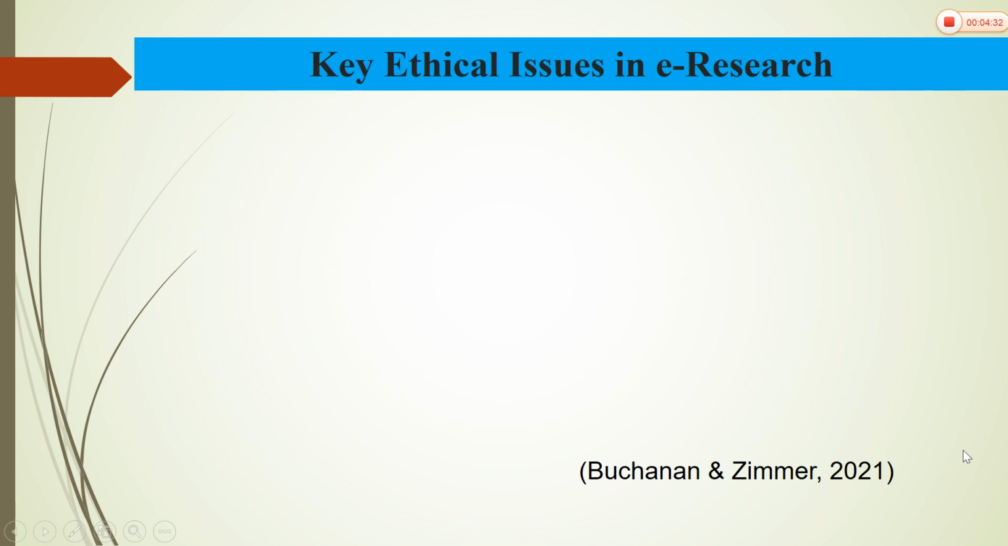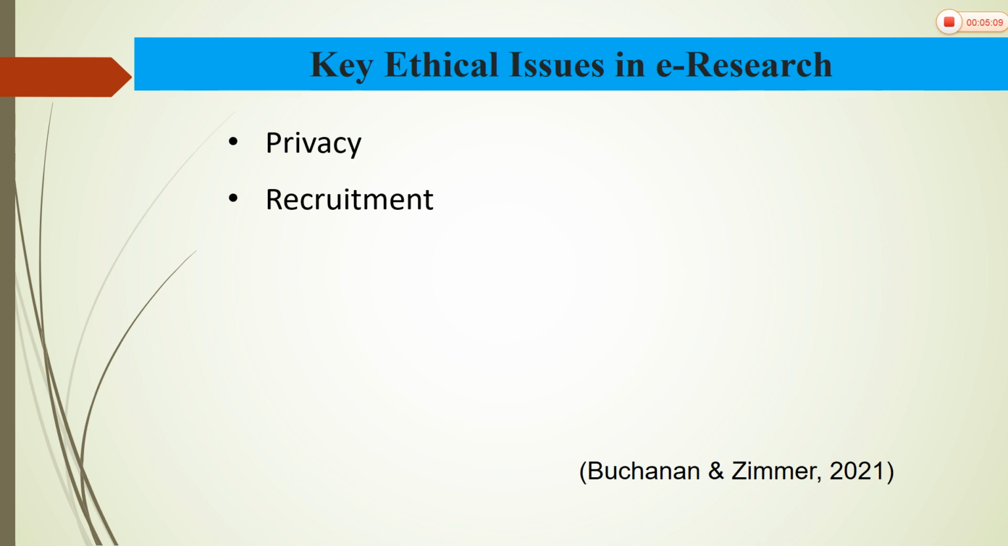Key ethical issues in e-research. Here are some key ethical issues in e-research. The first is privacy. A researcher must make sure there are sufficient safeguards in place to preserve people's privacy and maintain the confidentiality of any data they may have obtained, according to the ethics of research principles.